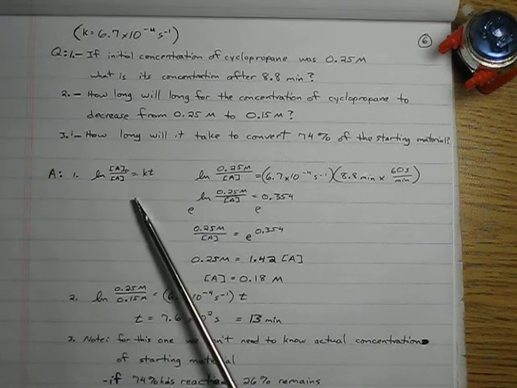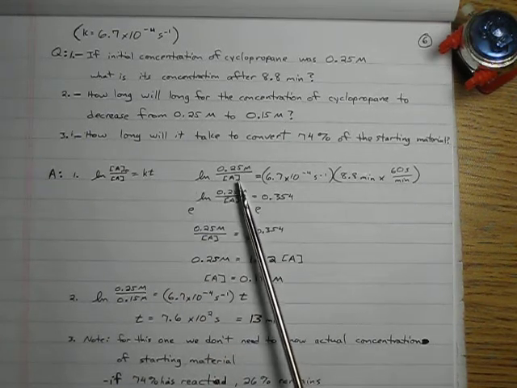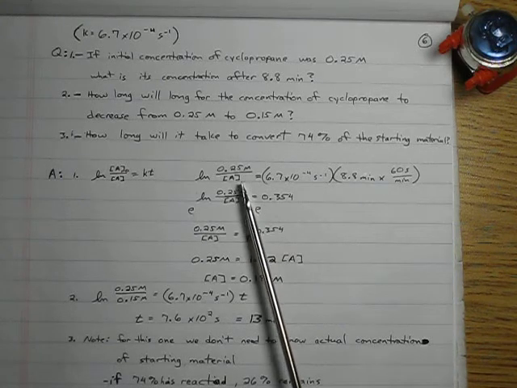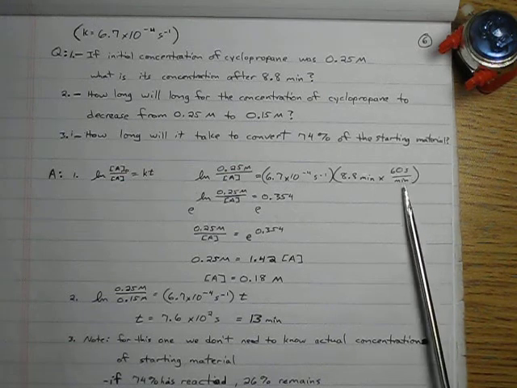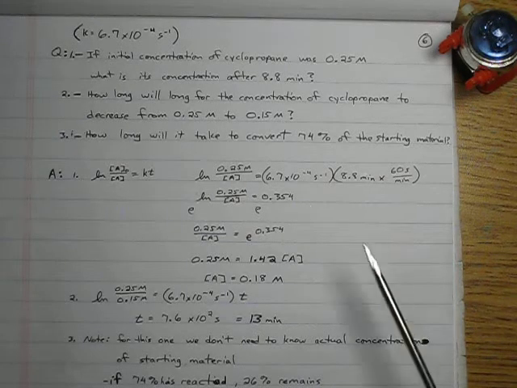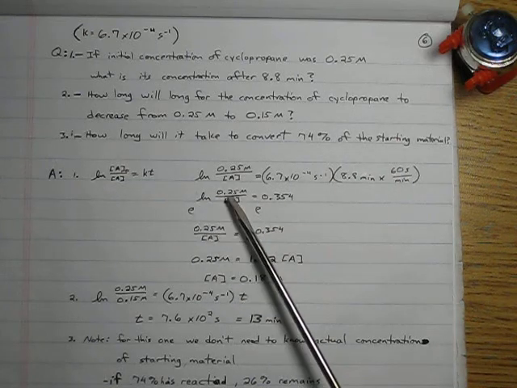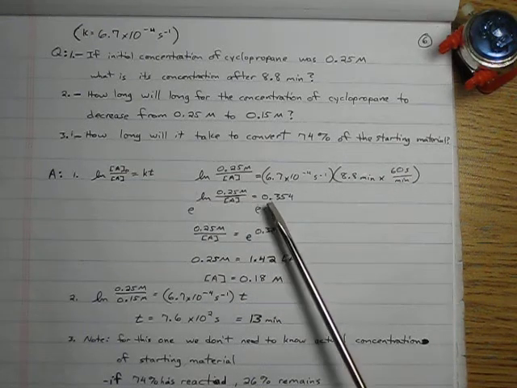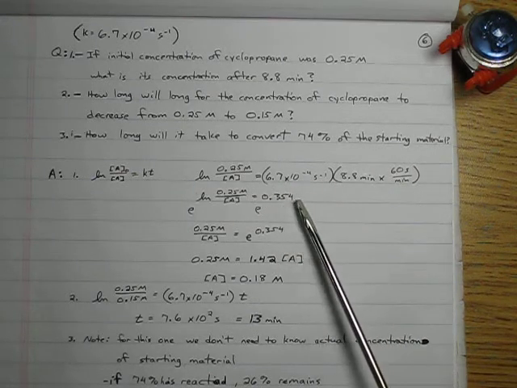So we can't just quite plug everything in there, but pretty close. Natural log of the initial concentration over A, which we're after, equals the rate constant times 8.8 minutes times 60 seconds per minute. You have to convert the minutes to seconds by multiplying by 60. No great feat of engineering there. All right, so when you do that, you will find that the natural log of 0.25 molar over A equals 0.354. The result of this math is 0.354.